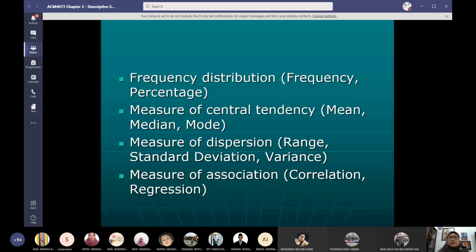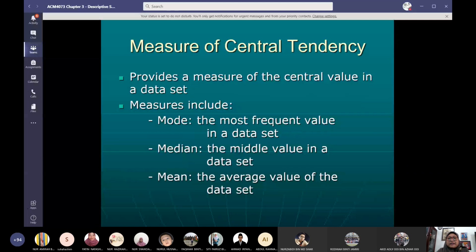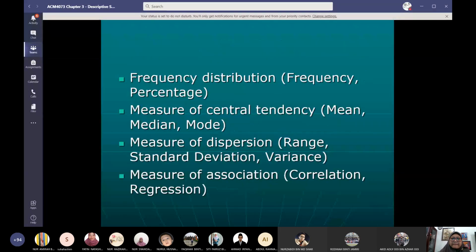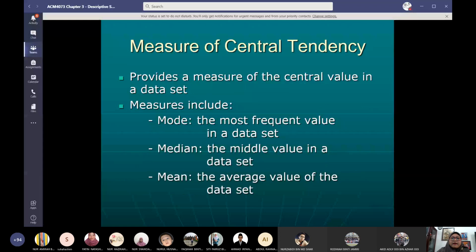Measure of association, you are looking at relationship. T-test is also part of relationship, because we want to see is there any relationship between gender and communication skills, for example. Yeah? So it's called measure of association. Let's look at measure of central tendency. Okay. It provides a measure of the central value in a data set. The measures include mode, median, and mean.